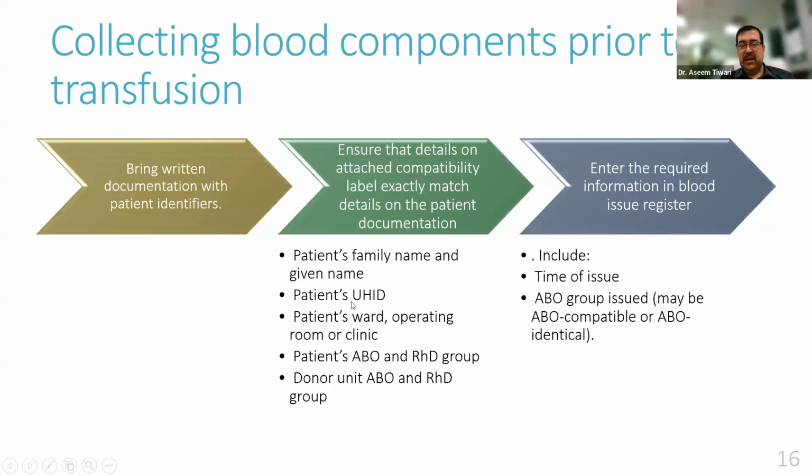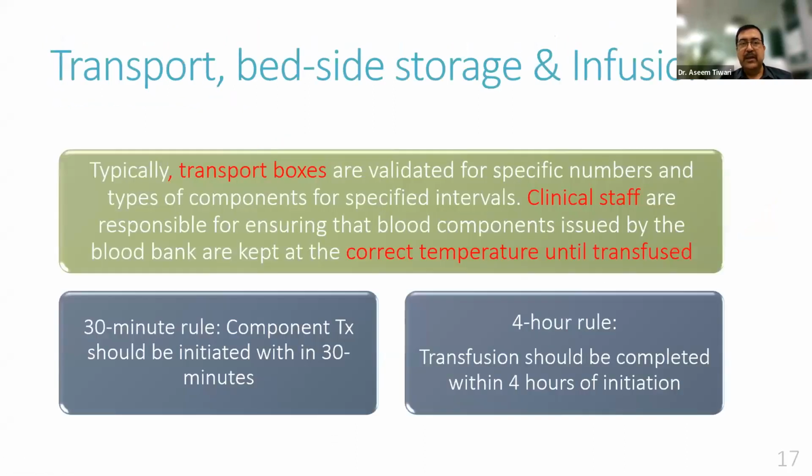And again, the name and UHID are the commonest two identifiers which are used to identify the patient correctly. The issue register would also have the time of issue and the ABO group and the compatibility and who has done the compatibility. Certain details have to be documented.